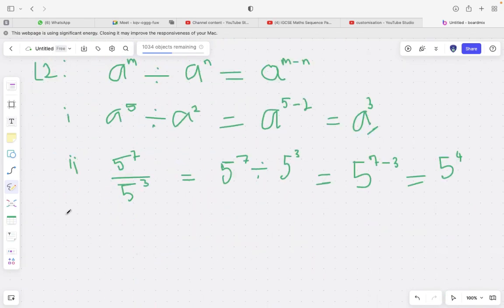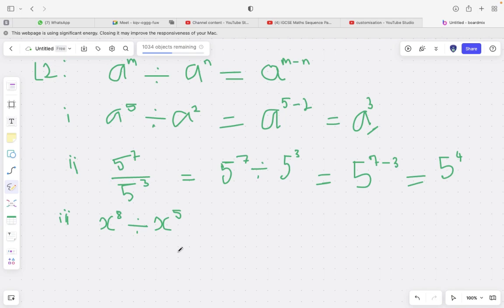Let's say this is Roman figure 3 question. Let's say we give you x to the power of 8 divided by x to the power of 5.